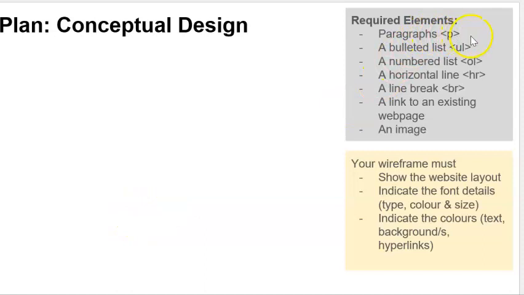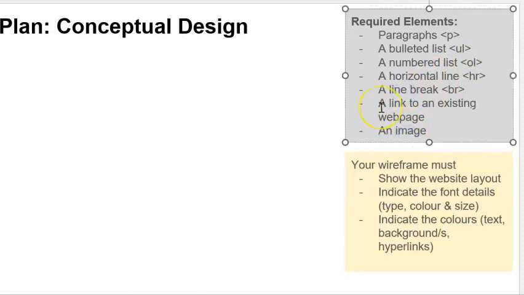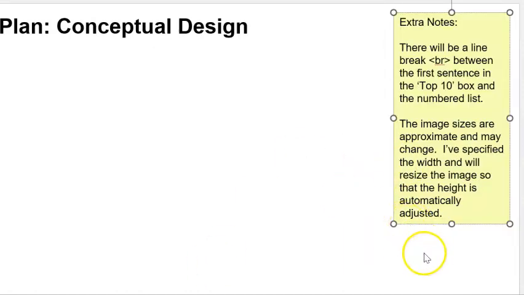So we've got a space for paragraphs, a bulleted list and a numbered list, and a horizontal line. We've also got a link and an image, but we haven't said where we're going to put our line break. And to do that, put in some extra notes, which are recyclable for the assessment. You just need to change the context. So in this case, we're going to have our line break after our introduction for our top 10 fears. And I've noted that the image sizes are approximate and may change.